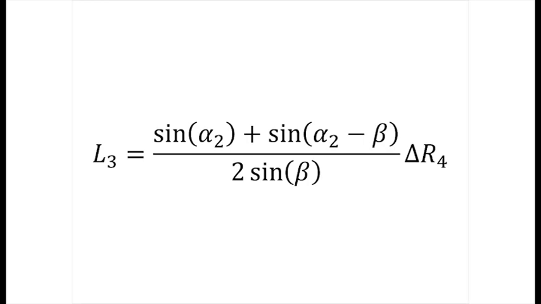Similarly, length 3 can be found using this equation. L3 equals (sine of alpha 2 plus sine of (alpha 2 minus beta)) over (2 sine of beta) times delta R4.